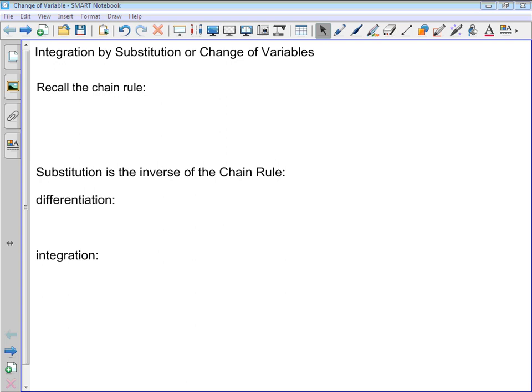So in this lesson, we're going to take a look at a specific technique that you can use to evaluate somewhat more complicated integrals. This is the method that is called integration by substitution. It's also sometimes called change of variables.